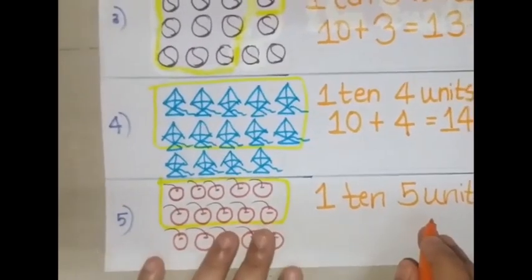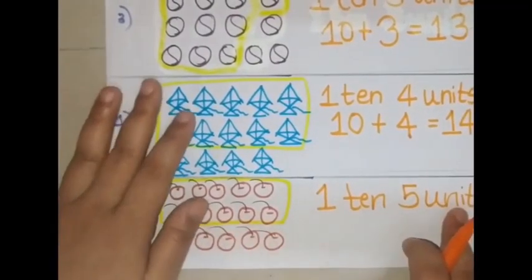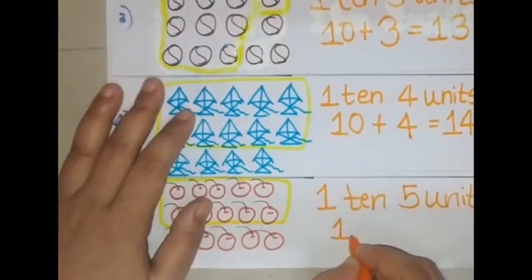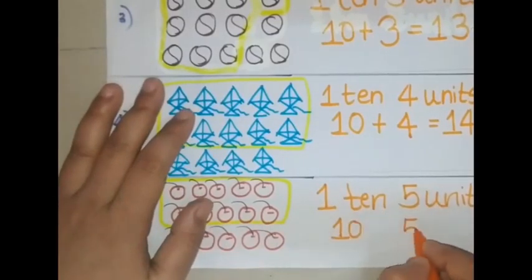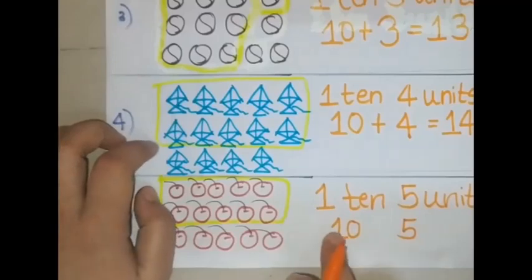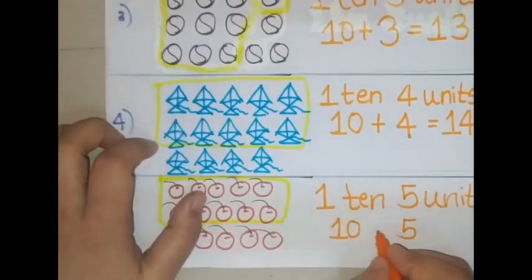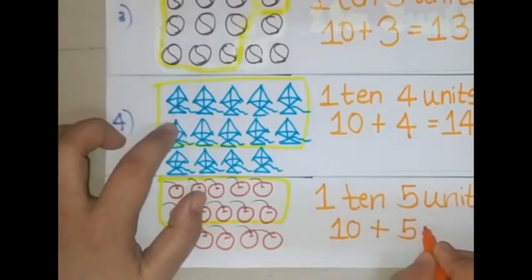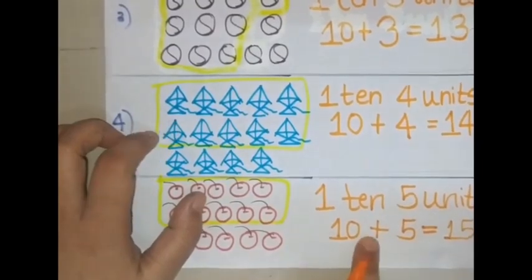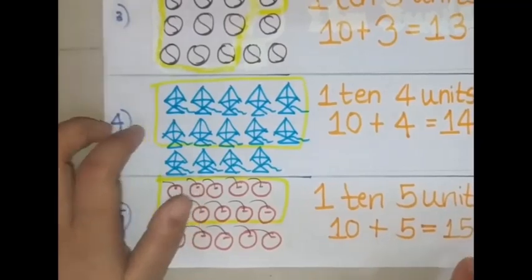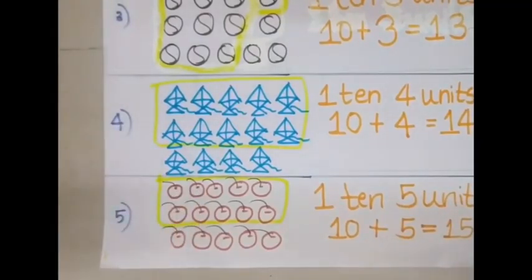Okay. So 1 ten and 5 units. That means 1 ten is 10 and 5 units is 5. So this is 10 plus 5 is equal to 15. So 10 and 5 make 15. Okay children.